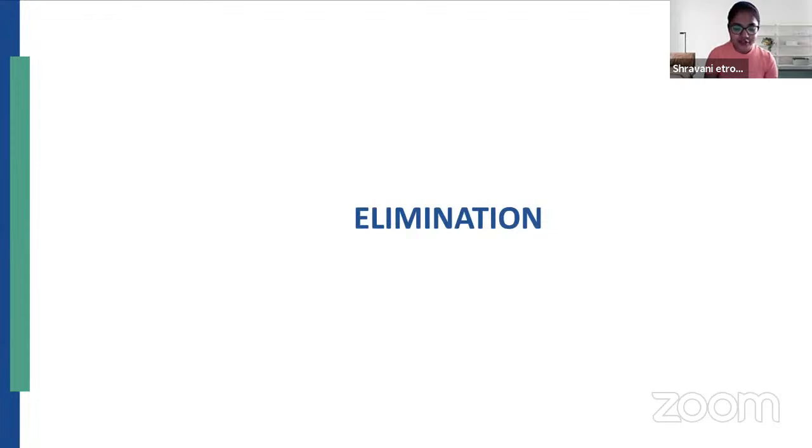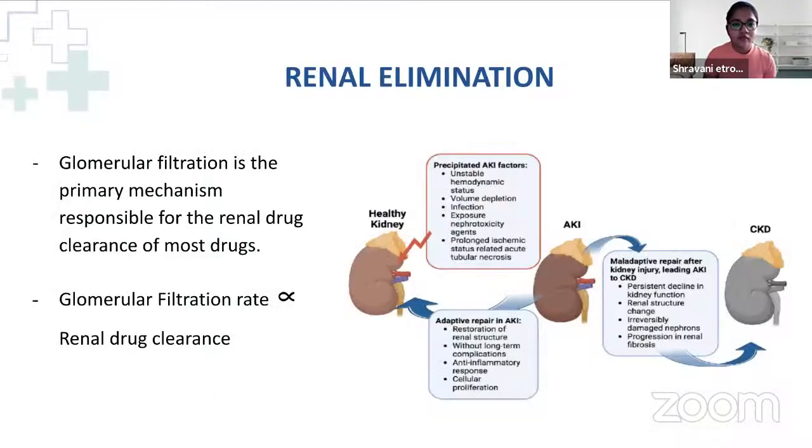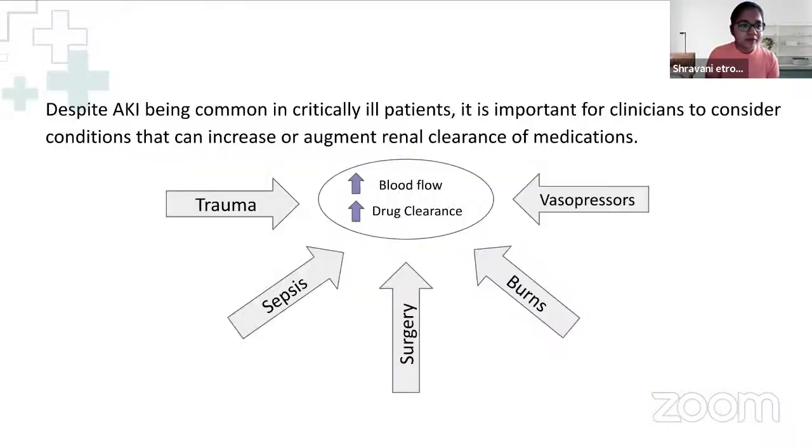And next comes the elimination. Renal elimination. The glomerular filtration is the primary mechanism responsible for the renal clearance of most drugs. And glomerular filtration rate is directly proportional to the renal drug clearance. So we have a healthy kidney, and then we compare it with AKI and also CKD. AKI means it is just the onset of kidney dysfunction in a very short period of time, and next comes CKD, which is a progressive disorder.